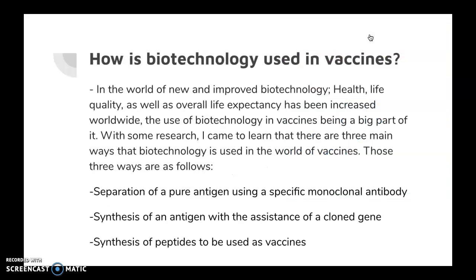How is biotechnology used in vaccines? Health, quality of life, as well as overall life expectancy has increased worldwide in a world of new and improved biotechnology, the use of biotechnology in vaccines being a huge part of it. After doing lots of research, I learned that there are three main ways that biotechnology is used in the world of vaccines. The three ways being: 1. Separation of a pure antigen using a specific monoclonal antibody. 2. Synthesis of an antigen with the assistance of a clone gene. And 3. Synthesis of peptides to be used as vaccines.